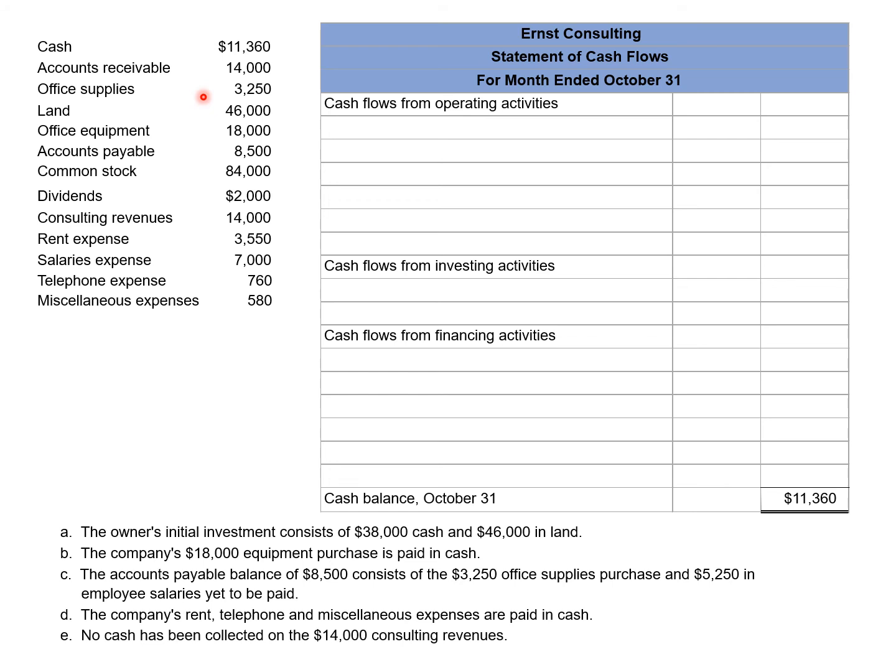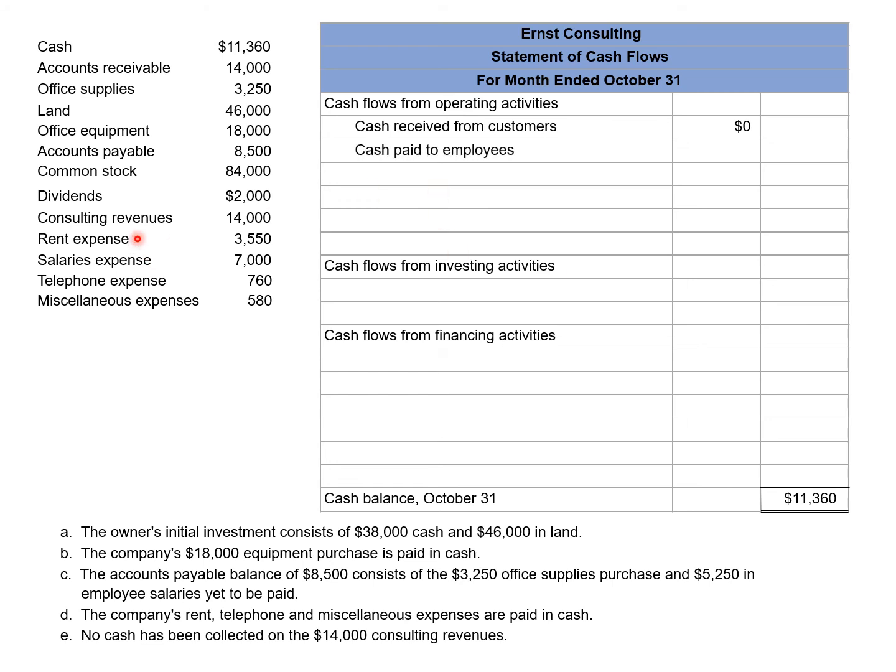Let's skip down though to this consulting revenues. So the primary source of your cash is sales from an operating activity perspective. But the thing is they tell us that no cash has been collected on the $14,000 of consulting revenues because it's all sitting here in this accounts receivable. So cash received from customers would be an operating activity line item. However, the balance is zero, or the receipt of that cash is zero, because they tell you that none of your customers have yet paid.